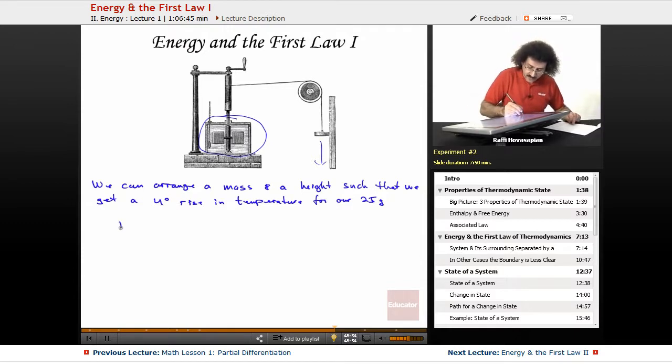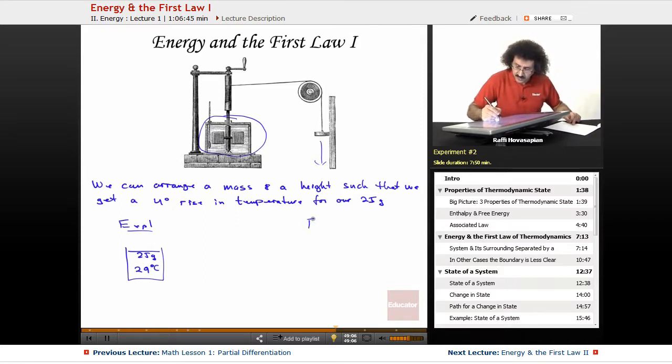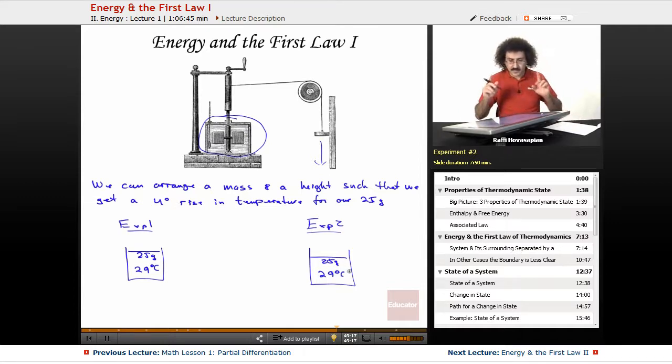So notice, experiment 1, I have 25 grams of water that is now in a final state of 29 degrees Celsius. Experiment 2, I have 25 grams of water that is now at 29 degrees Celsius.